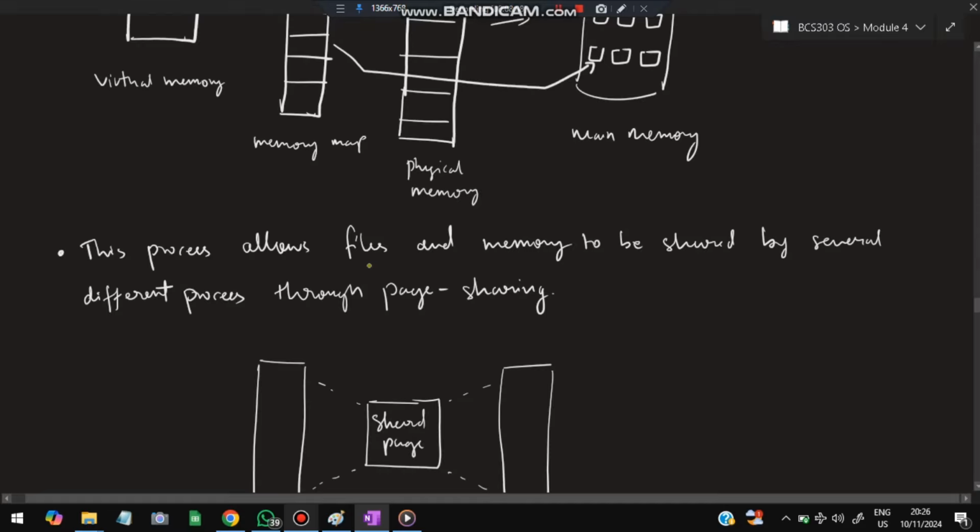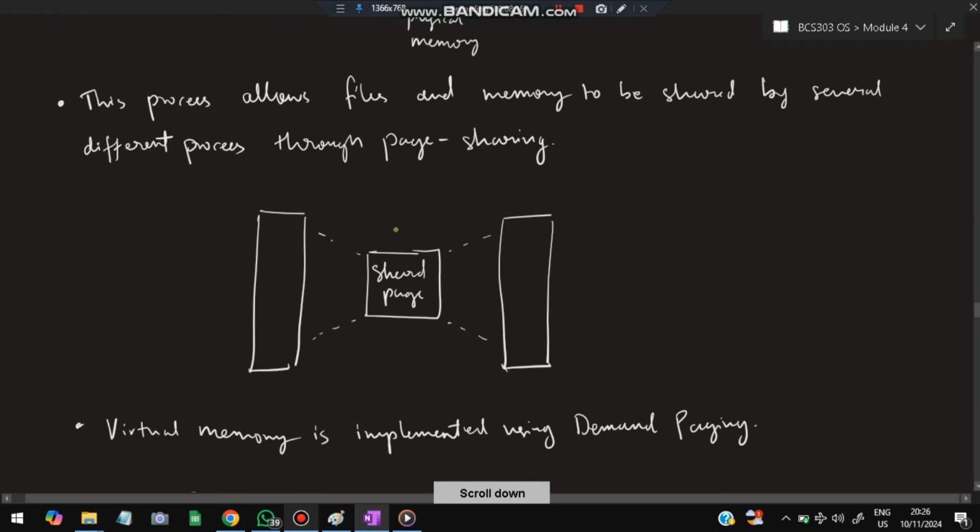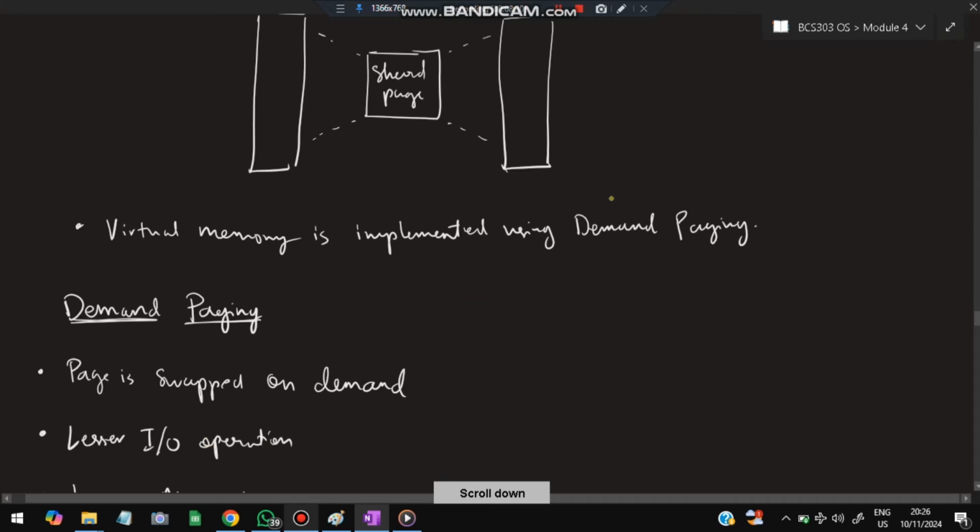Now this process allows files and memory to be shared by several processes through page sharing. It will just have one single space where the memory and the page are present, and that will be used by multiple processes, so it saves space. Virtual memory is implemented using demand paging. Now what is demand paging? Let's have a look at demand paging.